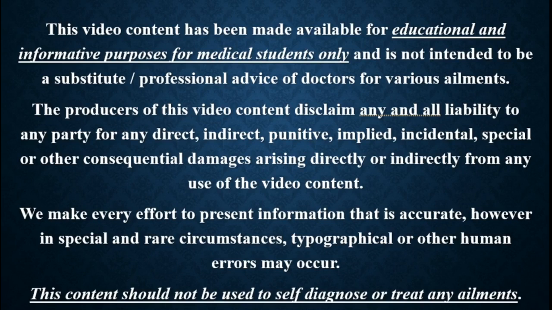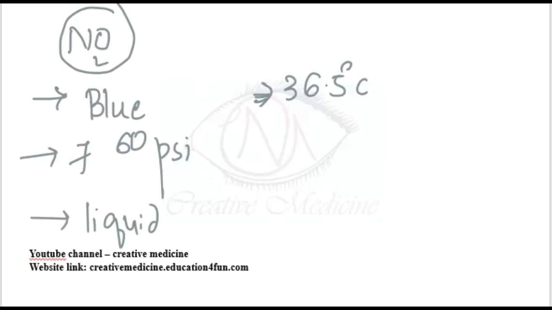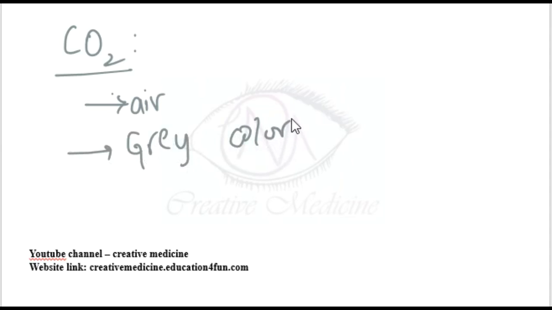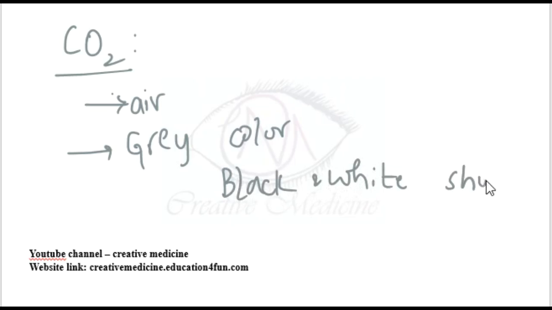In this lecture, we will learn about the carbon dioxide cylinder. The carbon dioxide cylinder contains gas. It has a gray body with black and white shoulders. The pressure is 2000 pounds per square inch.